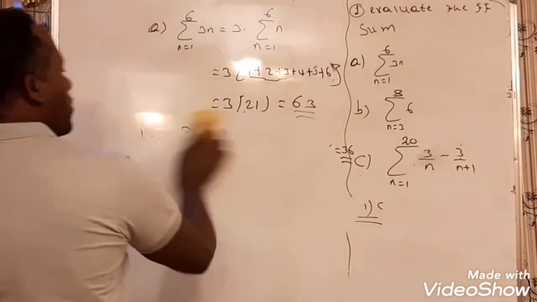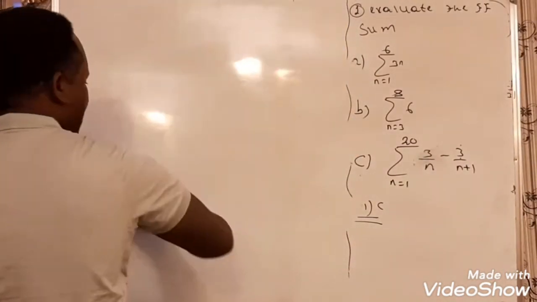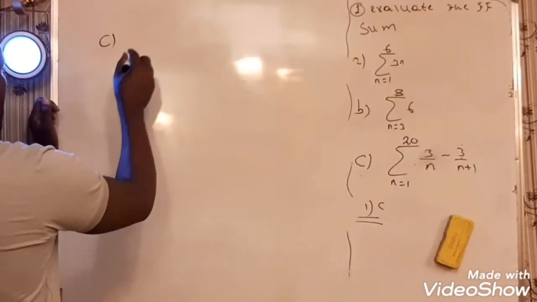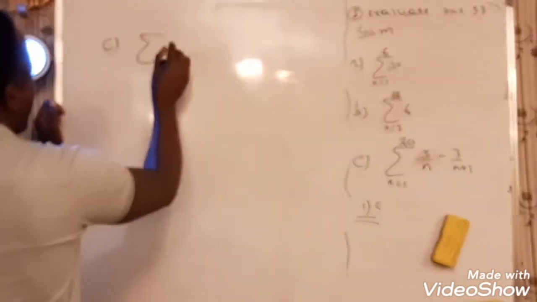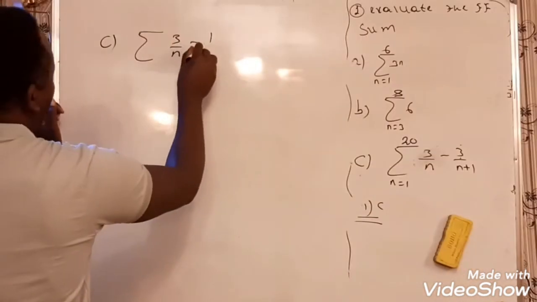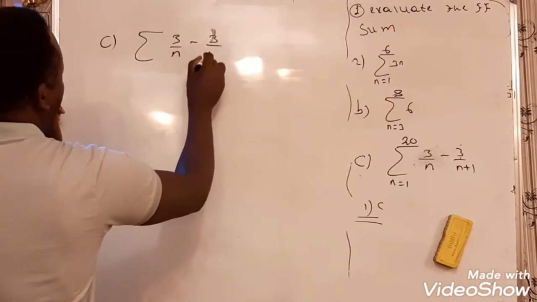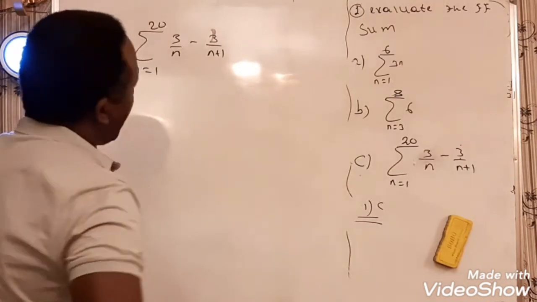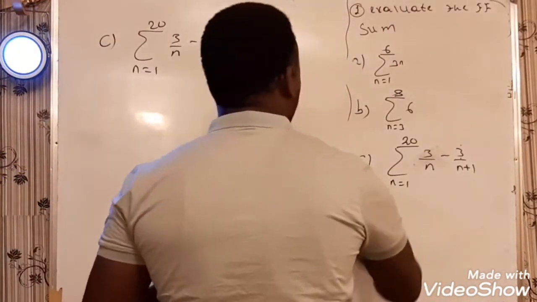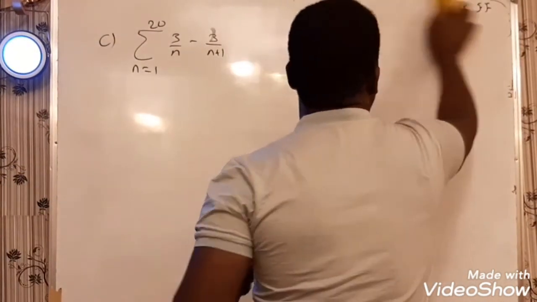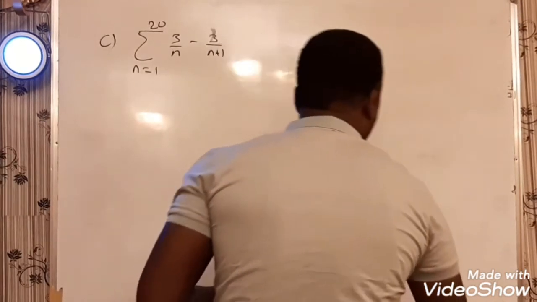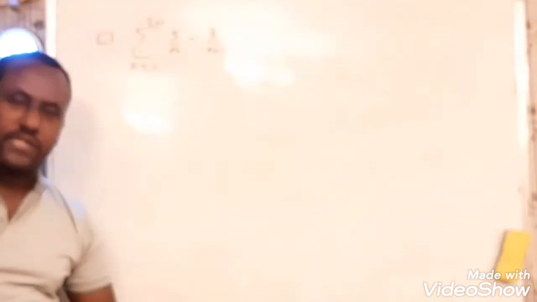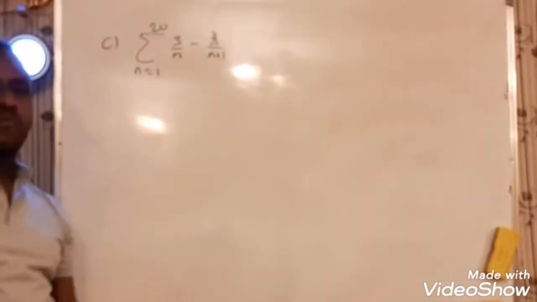And now let's come back to the third example, the last example of this sigma notation. On C: what is the summation of 3 over n minus 1, 3 over n plus 1, n running from 1 to 20? Generally, it's a very important example to show how to find the finite sum of the sequence. So this is a finite sum. How are we going to determine the finite sum of this problem?